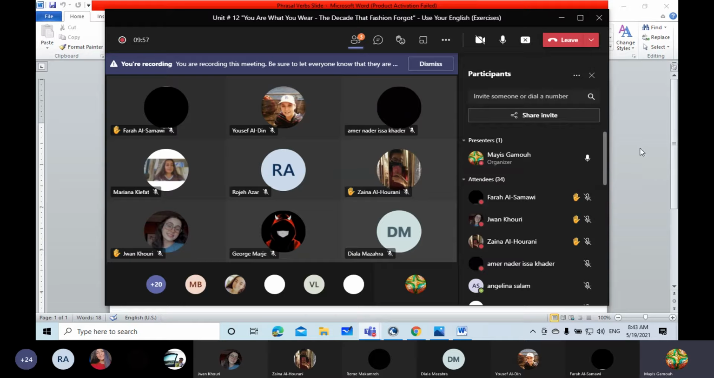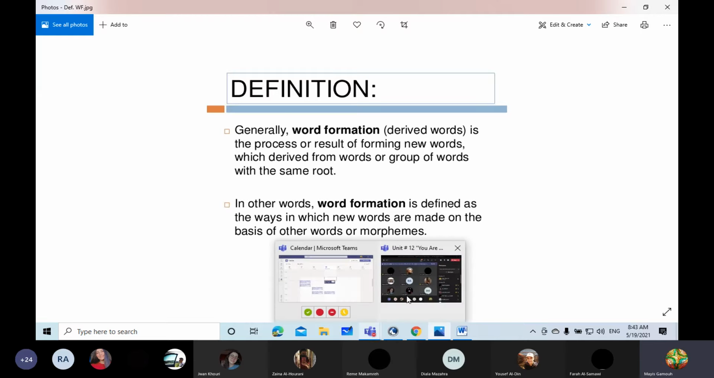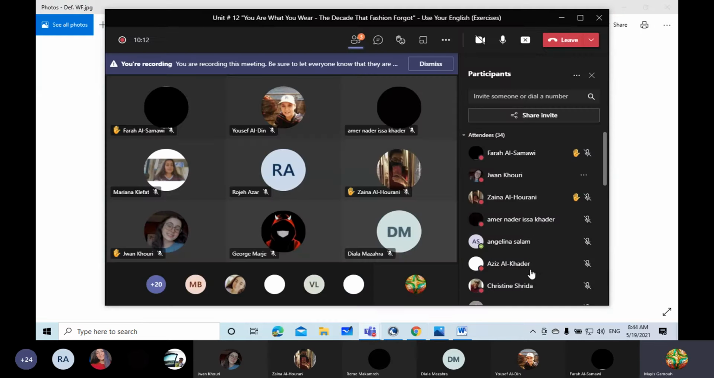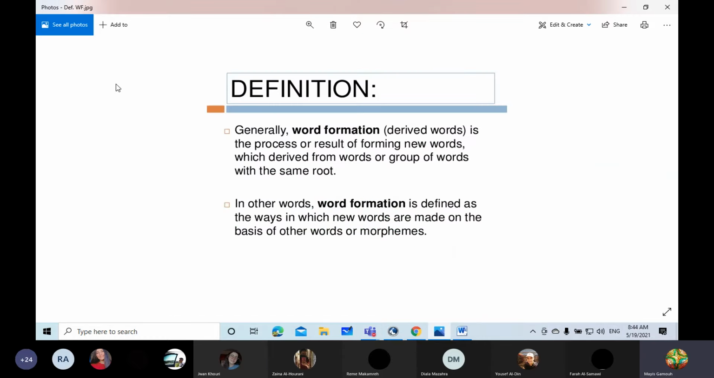Thank you, dears. Let's go to the second part, and it is about word formation. Let us see the definition in here, read it, and then explain it in your own words. So, who would like to read the definition and then explain it? Yes, Zaina? Go ahead. Generally, word formation, derived words, is the process or result of forming new words, which are derived from words or groups of words with the same roots.